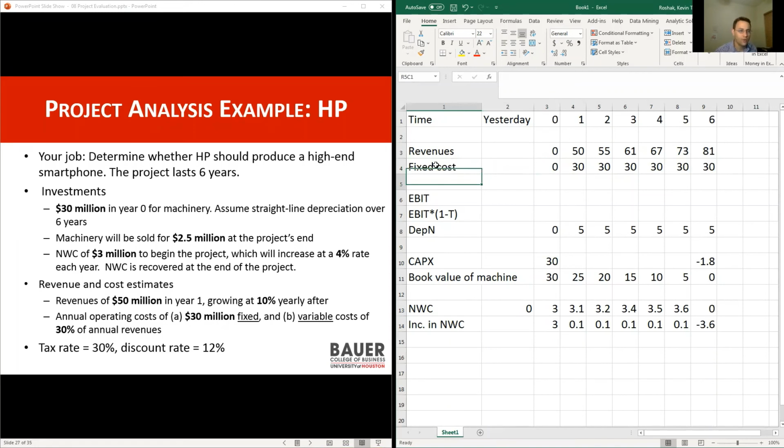And then there's also variable costs. These would be things like costs of goods sold. The more phones you sell, the more your expenses go up. The variable costs are going to be 30% of annual revenues. So how do we put that into Excel? Well, we type in 30% and we multiply it by the revenue, which is located a couple rows up right there in that cell. So the variable cost will be 15 in year one. We'll fill that formula over. It'll be 17 in year two, 18 in year three, 20 in year four, etc. Okay, so we're almost to EBIT.